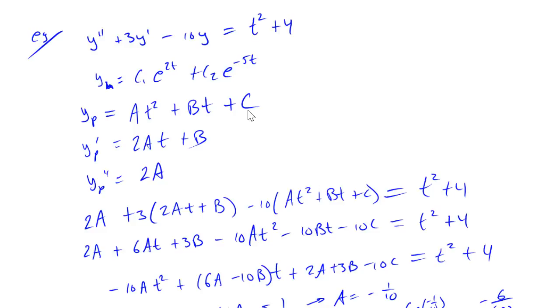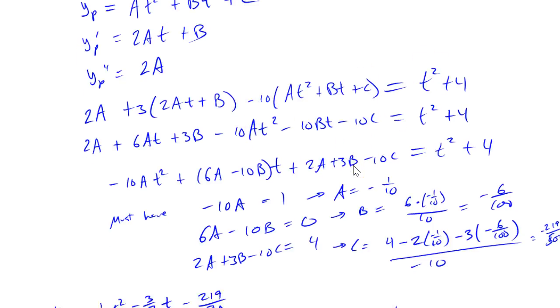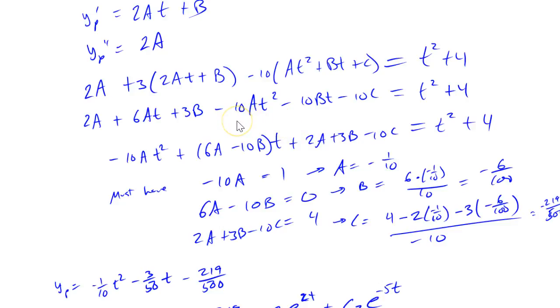So here we go. I'm going to take my function, my derivative, and my second derivative, and plug them into the left-hand side there. I need that equal to the right-hand side, t squared plus 4. So, all right, we're going to multiply some things out here, distribute the 3 through, distribute the negative 10 through, and what do I get? Then collect some like terms. So everything that's got a t squared in it goes over here. Everything that's got a t in it, right here, there's a 6a and there's a negative 10b, so those are right there. And then everything that doesn't have a t in it, so my constants are 2a, 3b, negative 10c. Those are all right here.